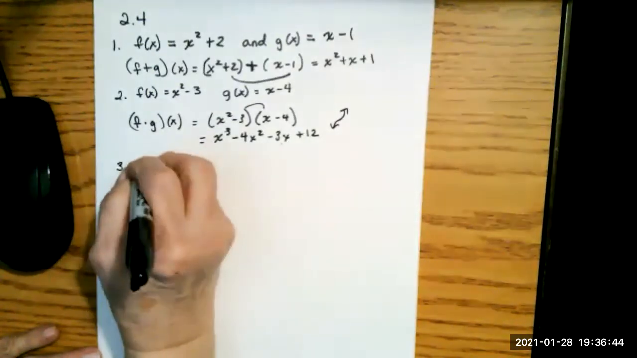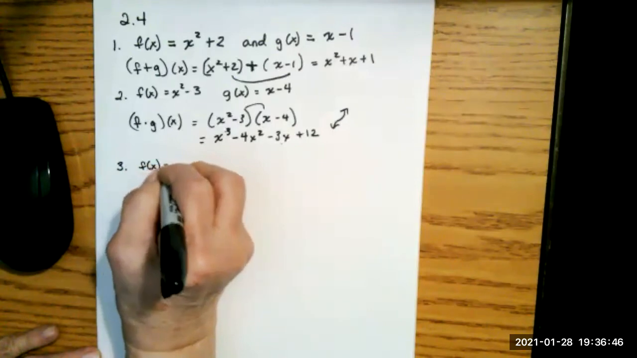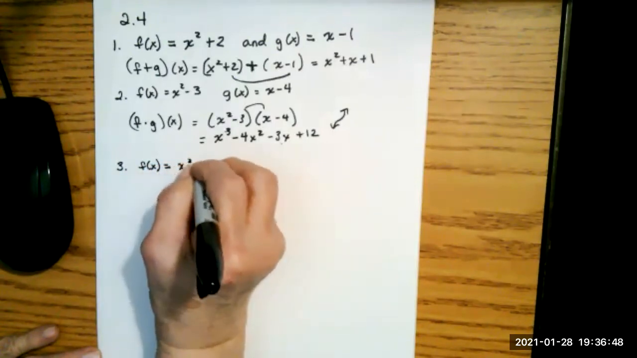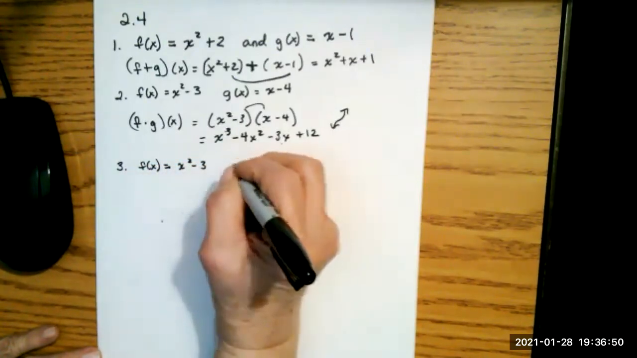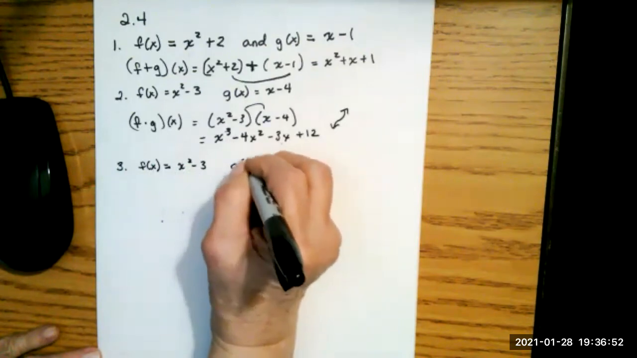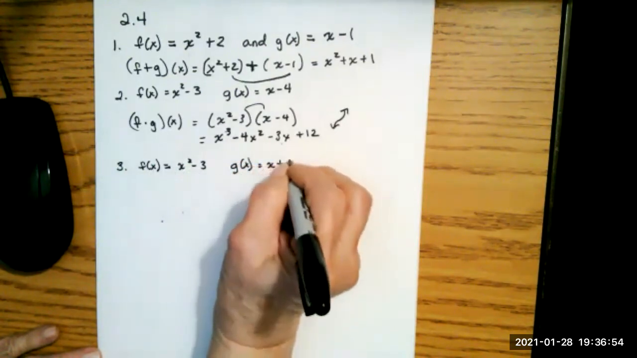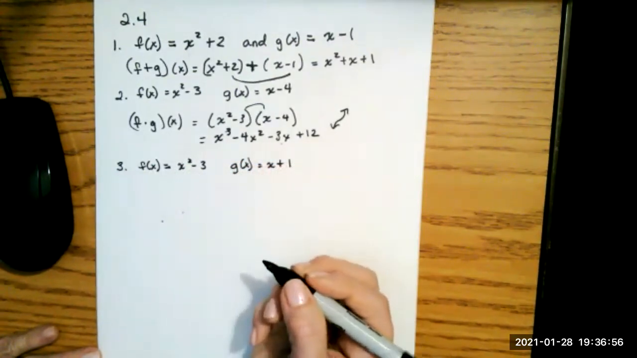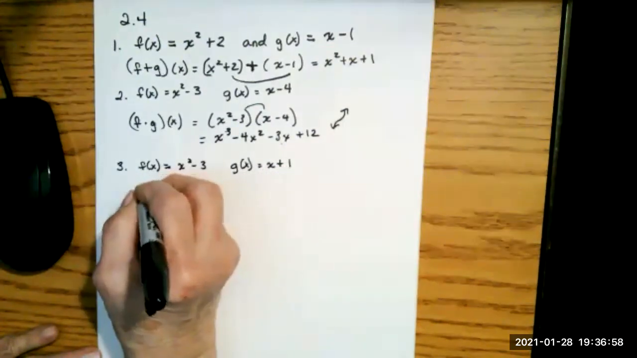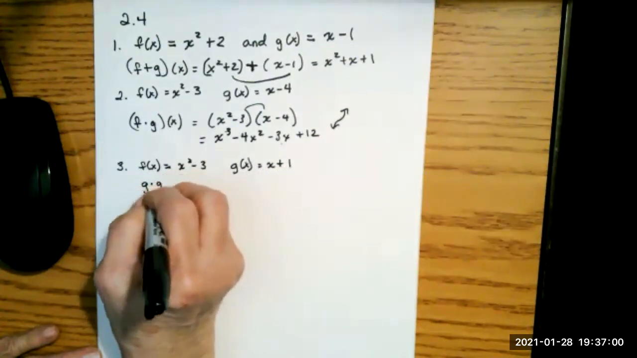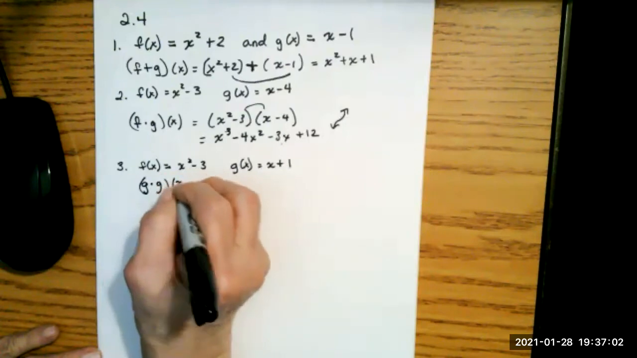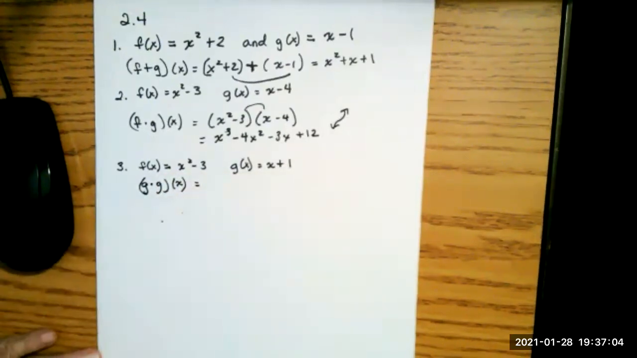Number 3, again, they've changed their functions. You have x squared minus 3, which is a parabola. And g of x is x plus 1, which is a line. And this time, they want us to find g times g of x. They aren't even using the f. They just wrote it down to see if you get confused, I guess.